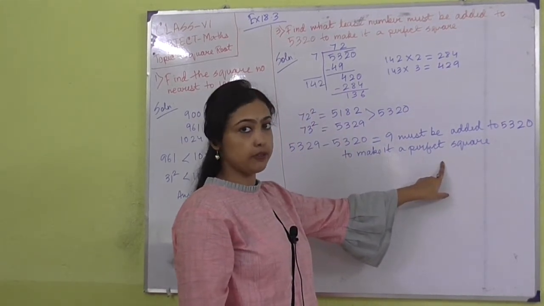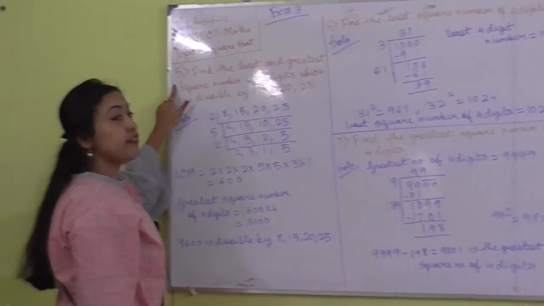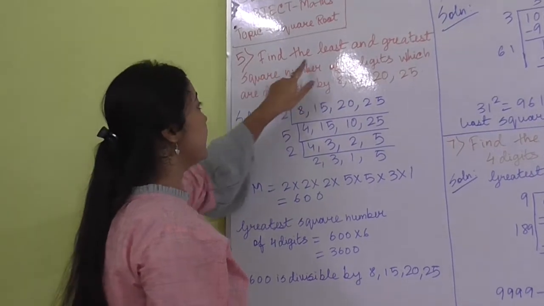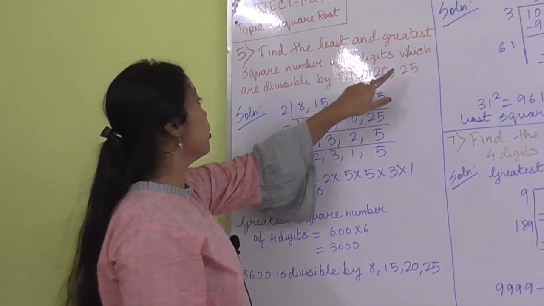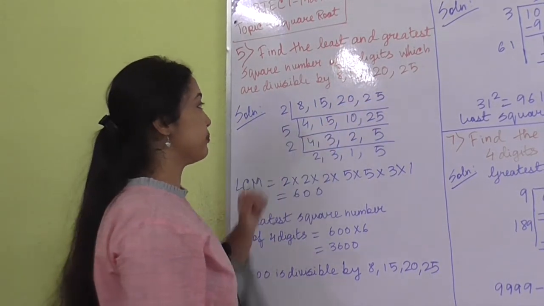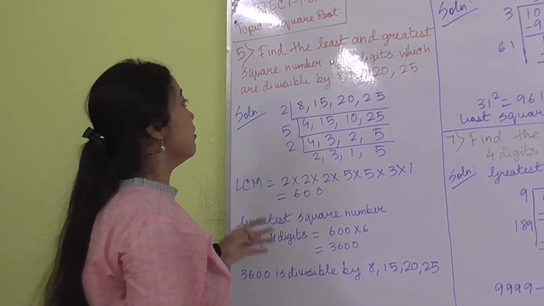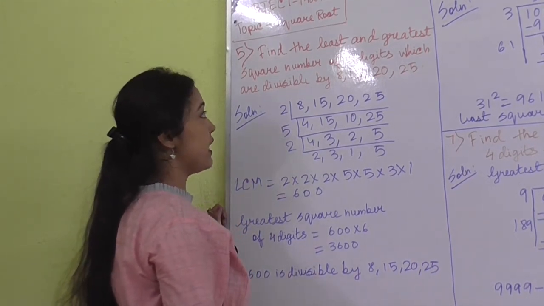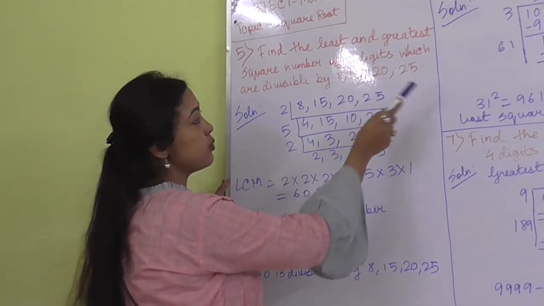I think these two problems are clear to you. Number 5 problem I am showing. Find the least and greatest square number of 4 digits which are divisible by 8, 15, 20 and 25. So it has been told to find out the greatest square number of 4 digits which is divisible by 8, 15, 20 and 25.